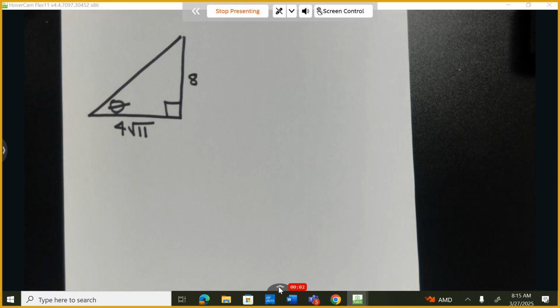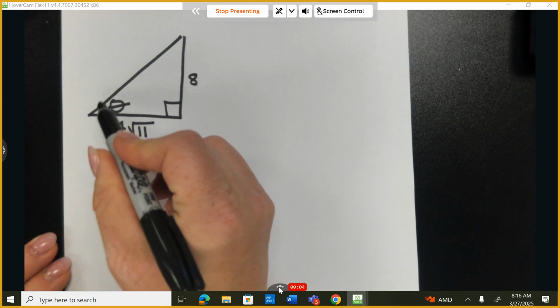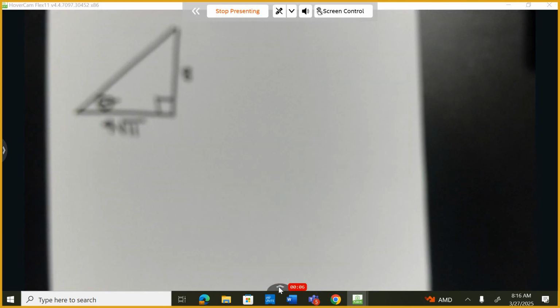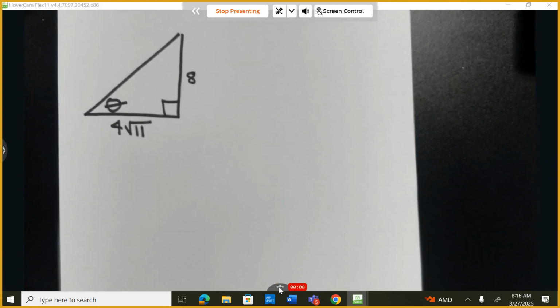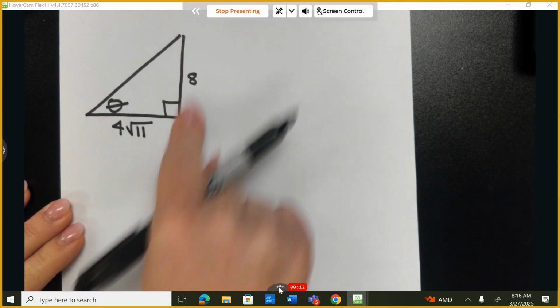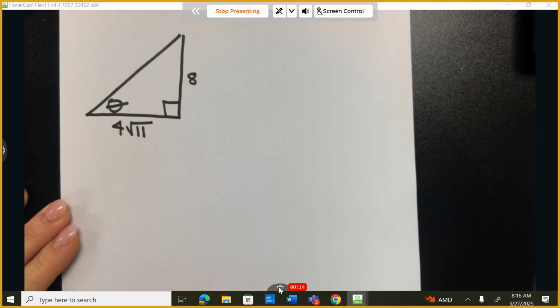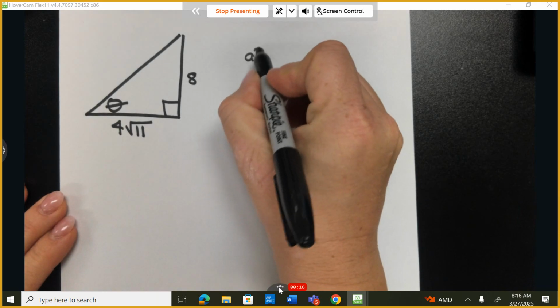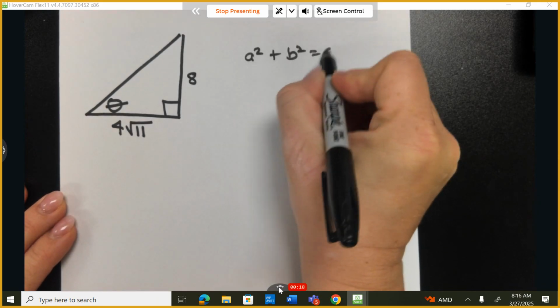We are going to evaluate the 6 trig functions together for this particular angle. Now, when we evaluate the 6 trig functions, we need to know what all sides of a triangle are. So I know what the legs are. They create the 90-degree angle. I need to know what the hypotenuse is. So I'm going to use the Pythagorean theorem. A squared plus b squared equals c squared.